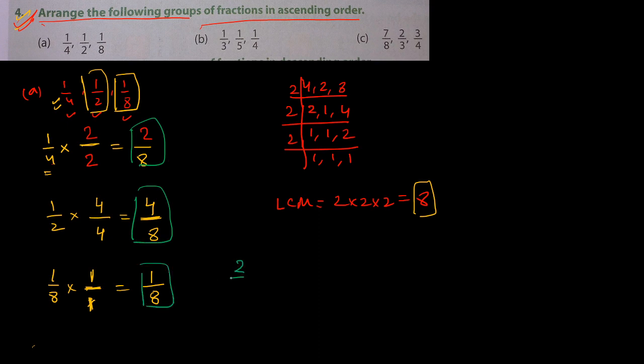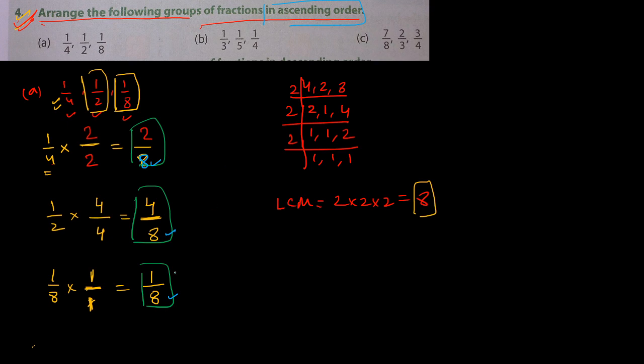So write 2 upon 8 and okay, don't write 2 upon 8. First of all, see one very important thing that in each and every fraction we are having same denominator. 8 in the denominator, 8 in the denominator, 8 in the denominator. So now we can compare them. Okay. So we have to arrange them in ascending order. Ascending order means from smaller to greater.